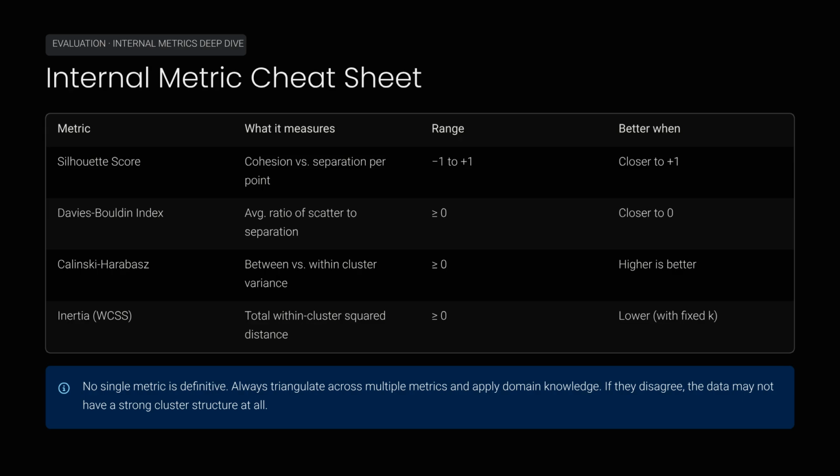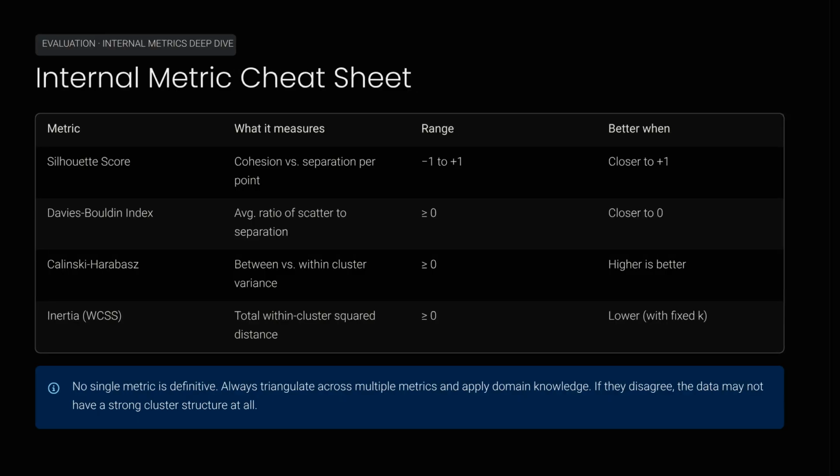The silhouette score ranges from -1 to 1, measuring cohesion versus separation, with +1 being best. The Davies-Bouldin index ranges from 0 upwards, with 0 being best. The Calinski-Harabasz score should be maximized. Inertia, or WCSS, should be minimized for a fixed number of clusters.